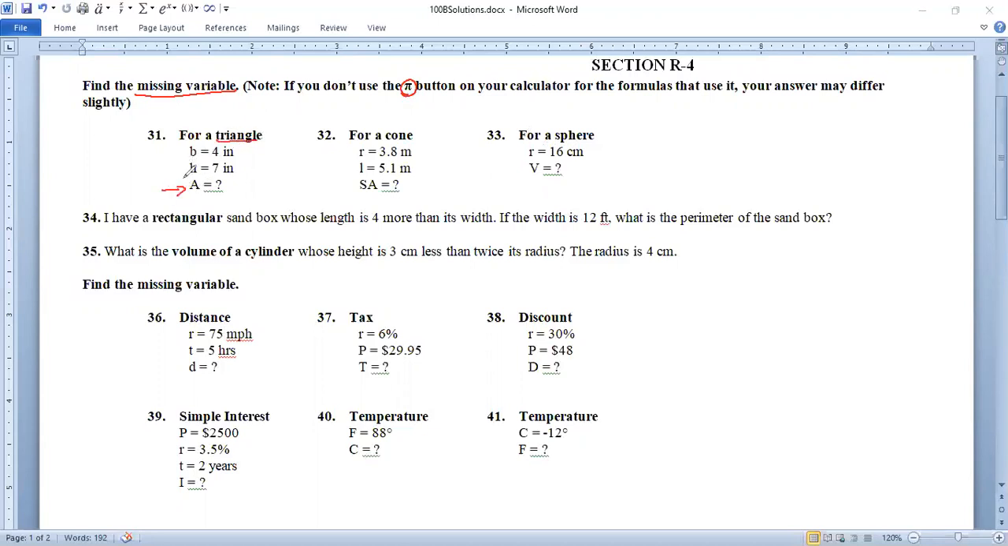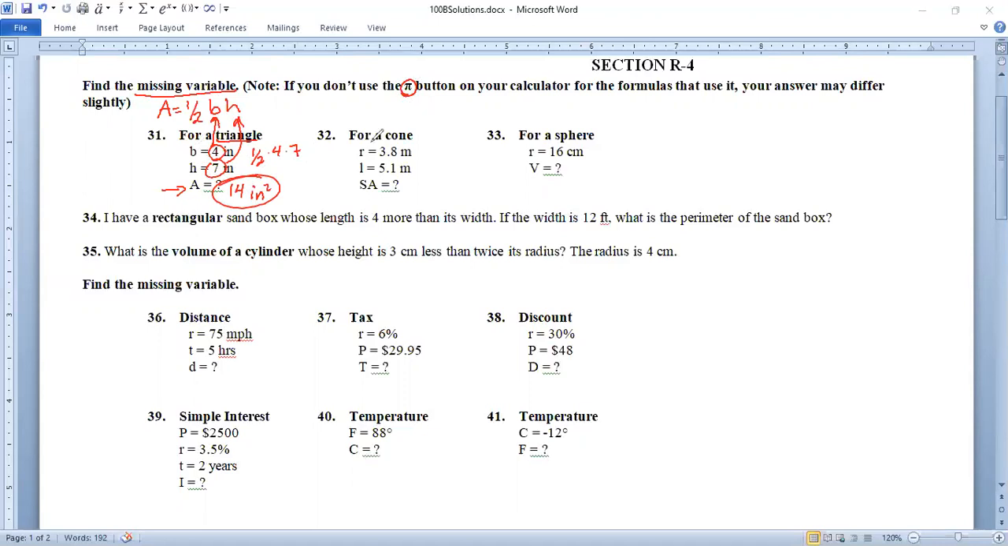So we look for the formula and we find A equals 1/2 base times height. Well, 4 goes in for B, 7 goes in for H, because that's what the B and the H are, and we have 1/2 times 4 times 7. That gives us 2 times 7 is 14. Now we're looking at area, so this is inches squared. Make sure we've got inches squared there.